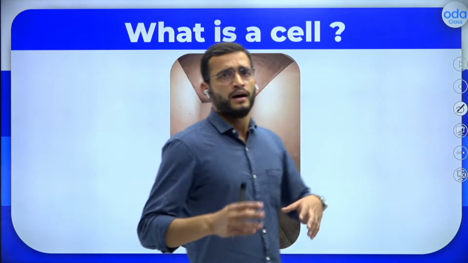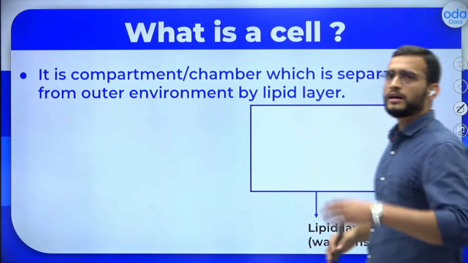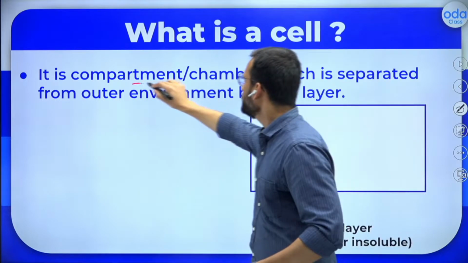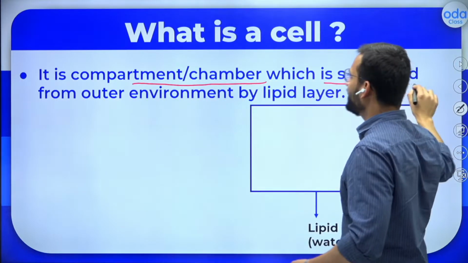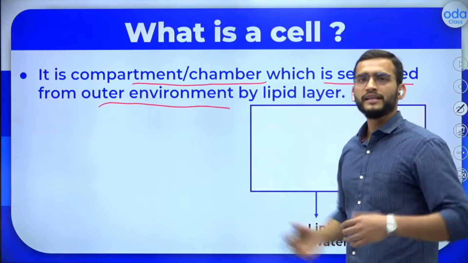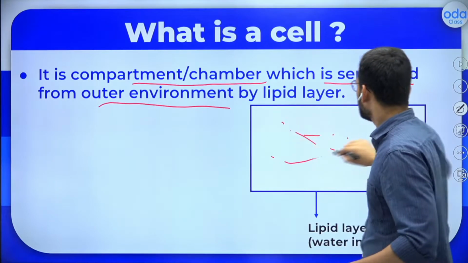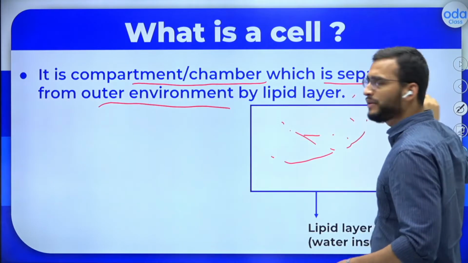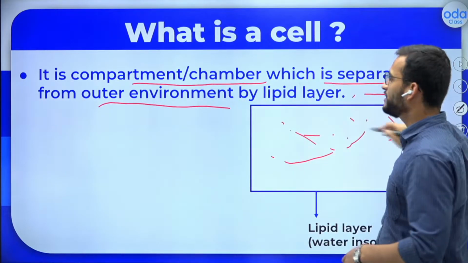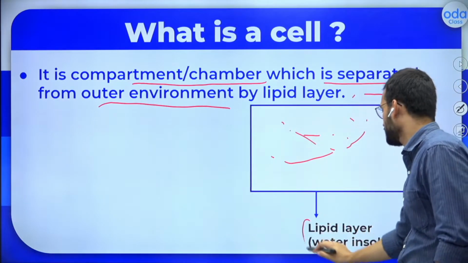A cell can be a small room. So I define a cell as a compartment or chamber, any compartment or chamber which is separated from the outer environment. You have the outer environment in your body also. In the cell you have the liquid content, and outside you will also have the semi fluid content. So it is a compartment which is separated from the outer environment by a lipid layer.